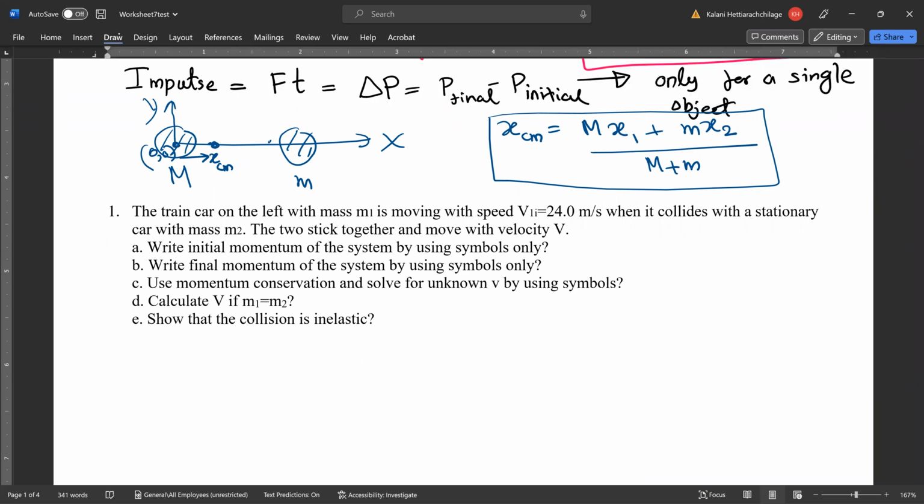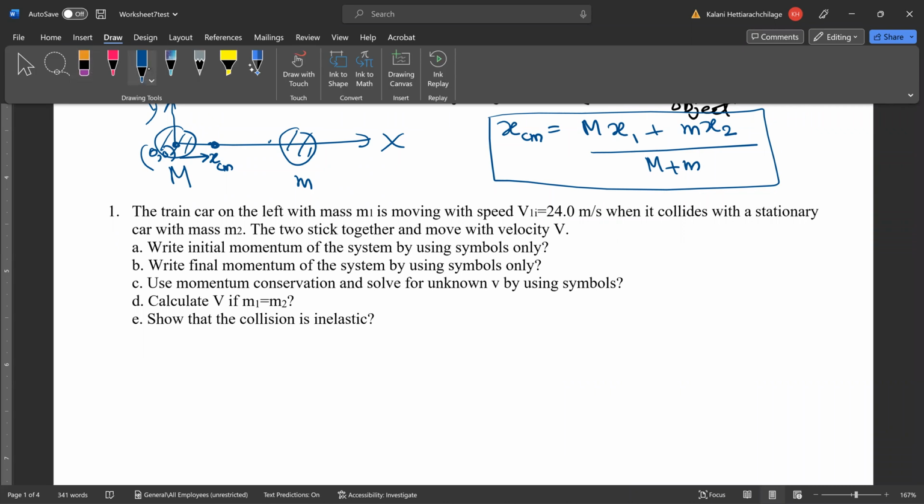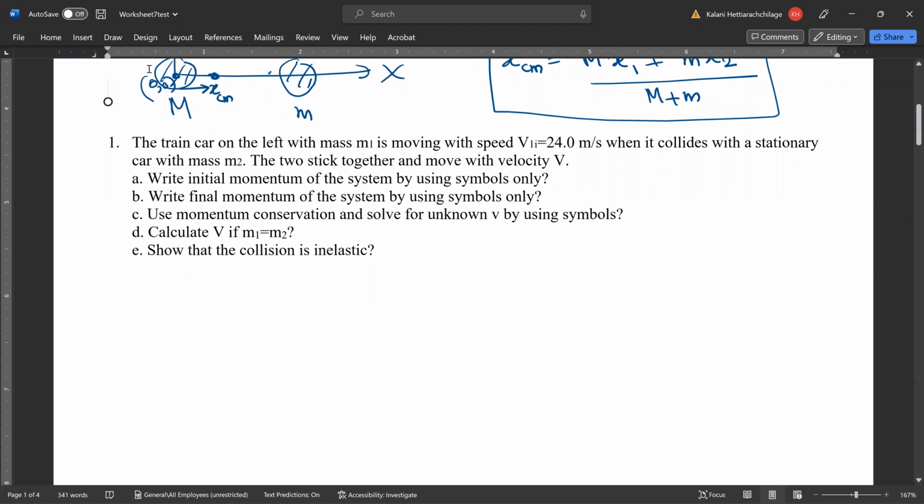Okay, so now let's move into question number 1. Question number 1 is about momentum conservation, right? It's a simple question, but the important thing is the step-wise approach. You need to understand the questions very carefully, which means you should be able to use that information in your new question. Okay, so now let's draw the cartoon first.